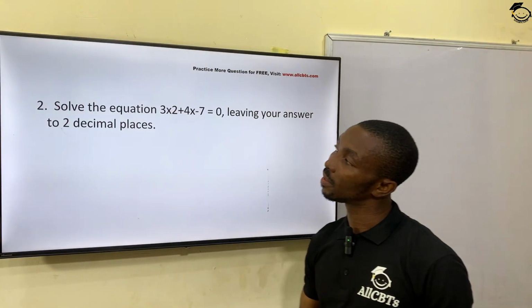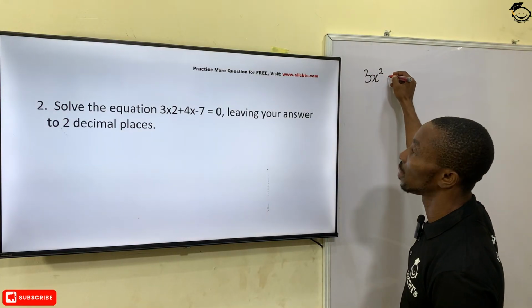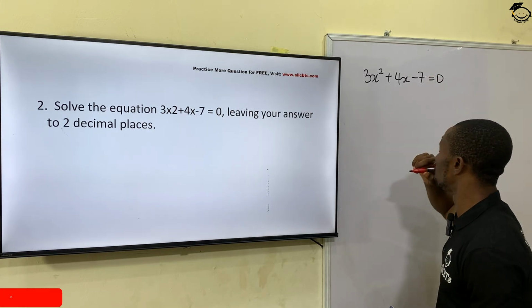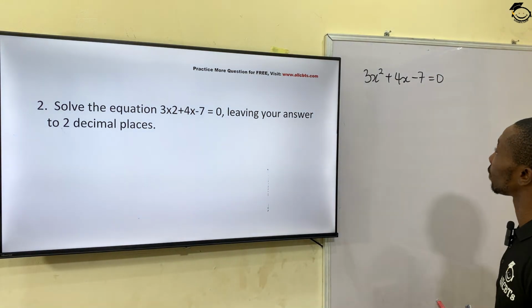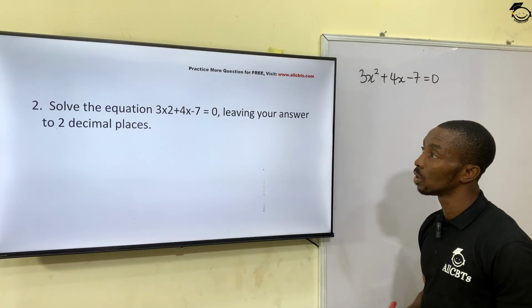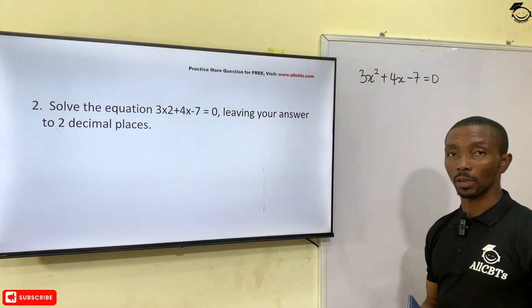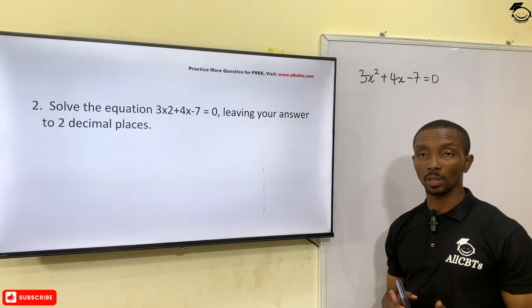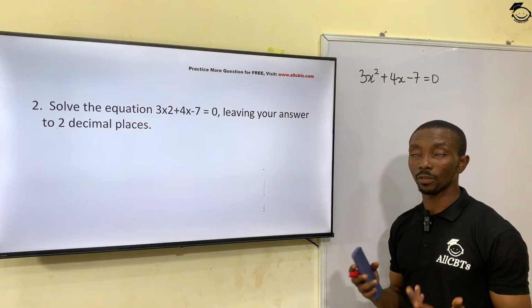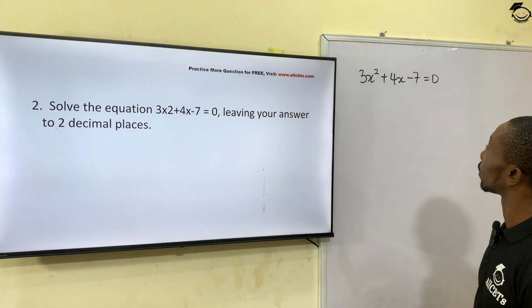And next question says, solve the equation 3x squared plus 4x minus 7 equals 0. Now, in order to solve this, we can use at least 2 or 3 methods. We can use a graphical method, a factorization method, the completing the square method, or the general quadratic formula to solve our equation. But for this, let's look at using factorization.